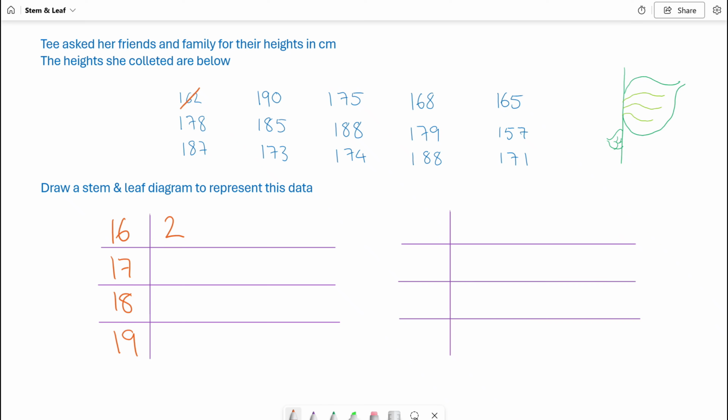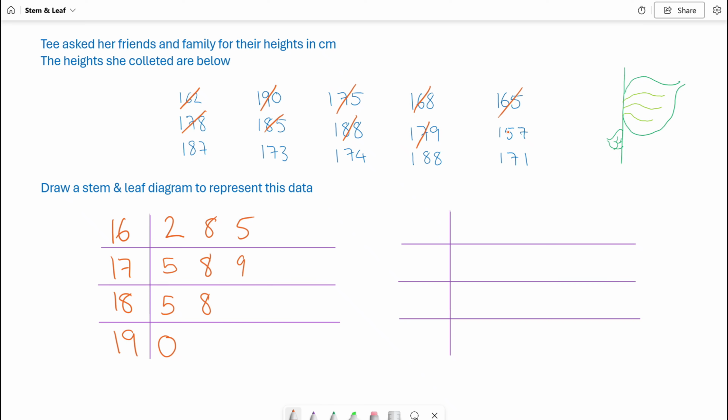162 I've already done. 190, so I'm going to put 0 there, cross that off. 175, so that's a 5 at the end, cross that off. 8 at the end, cross it off. 165, 5 at the end, cross that off. 178, so about 17 and then there's 8, cross that off. 5 at the end of the 18, so it's 5. Continue.